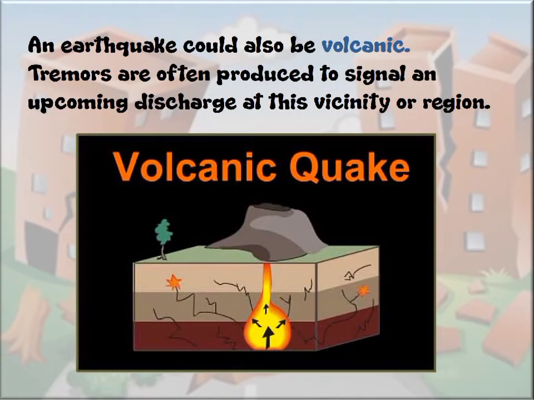In the previous slide, we talked about earthquake as a tectonic movement. Well, an earthquake can also be volcanic. Tremors are often produced to signal an upcoming discharge at a vicinity or a region where a volcano is located. The produced earthquakes are due to the movement of the magma inside the magma chamber of a volcano.